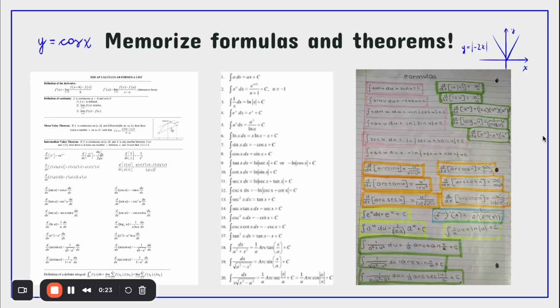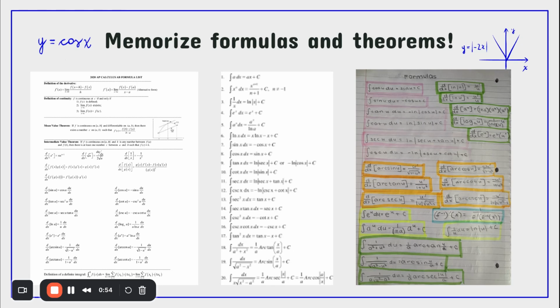So the first thing you need to do is memorize your formulas and theorems. I have some basic formulas and theorems here that you should know. Of course, there's a lot more than this, but these are just the basic ones that you should know before taking the exam. And memorizing these formulas is really important because there are going to be questions on the exam where you won't be able to know how to solve them without using the formula.